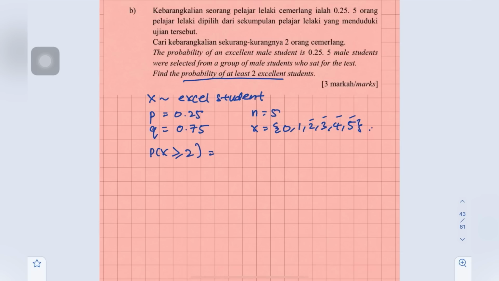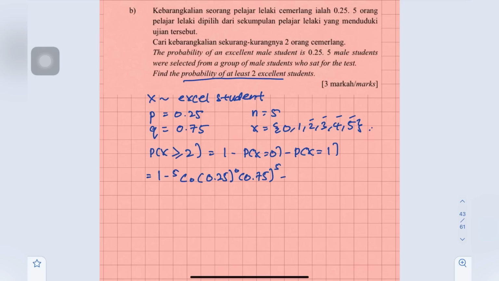So we know the total of probability is 1. So 1 minus P(X = 0) minus P(X = 1). Okay, so then we substitute into the formula of binomial. P(X = 0) is 5C0, 0.25 power of 0, 0.75 power of 5 minus 0, which is 5.